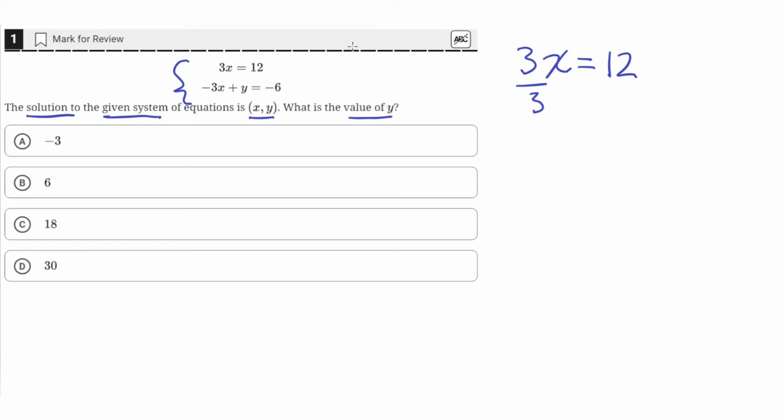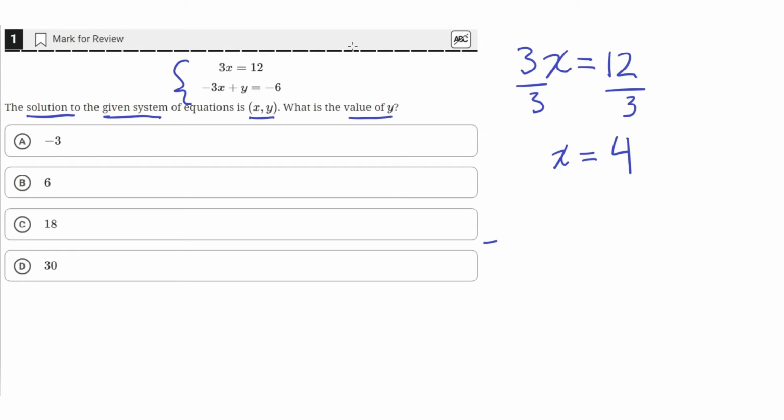So we can divide both sides by 3. So on the left, we'll just get 1x, which is equal to 12 over 3, which is just 4. So the value of x is 4. And we can plug that into the second equation to solve for y.